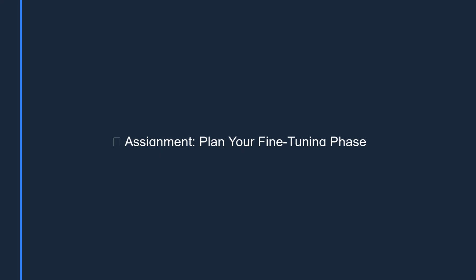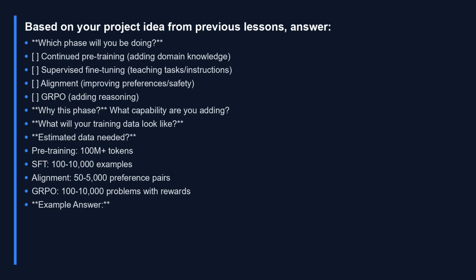Assignment. Plan your fine-tuning phase. Before moving on, take 5 minutes to apply this to your own project. Answer 4 questions. Which phase will you be doing? Continued pre-training, SFT, alignment, or GRPO? Why that phase? What specific capability are you adding? What will your training data actually look like, and how much do you need?